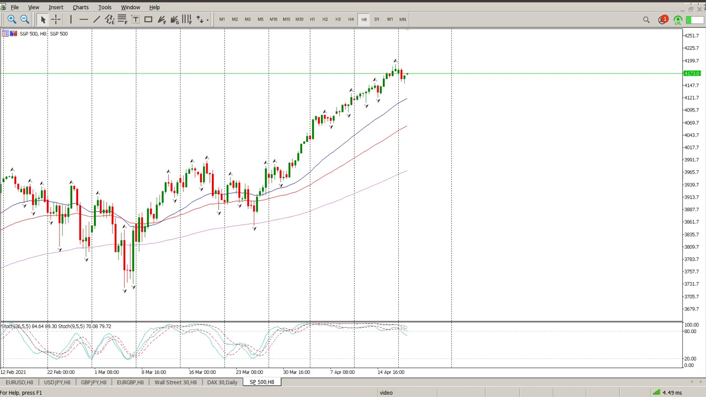Good morning everybody, and this is your S&P 500 day trade setups for today. So hope you all got in on the trade yesterday which I gave you, and I'll give you the exact levels later in the video. But that trade is still active.